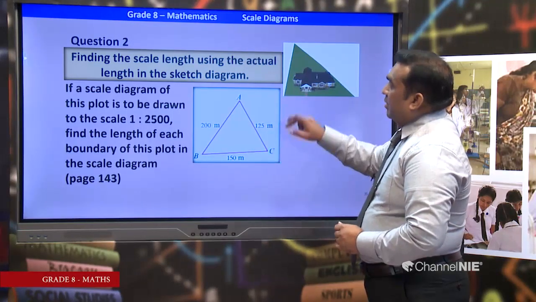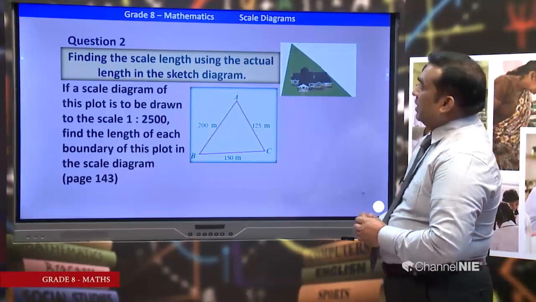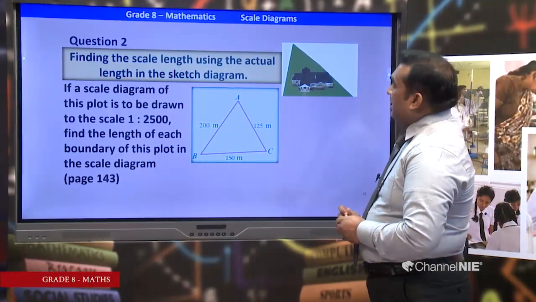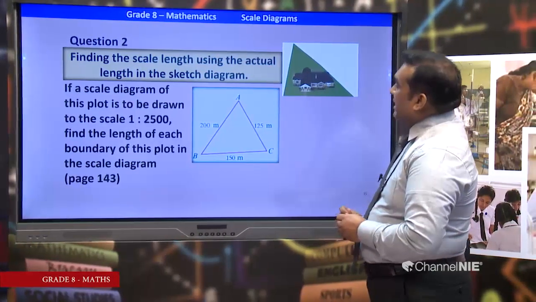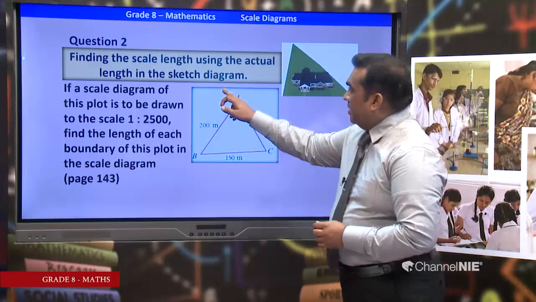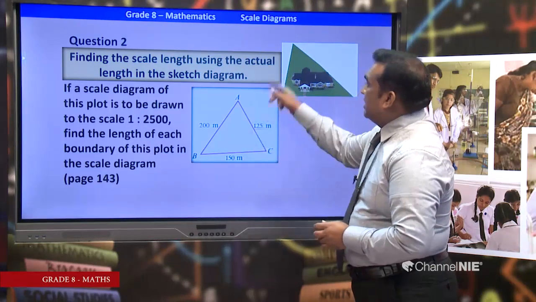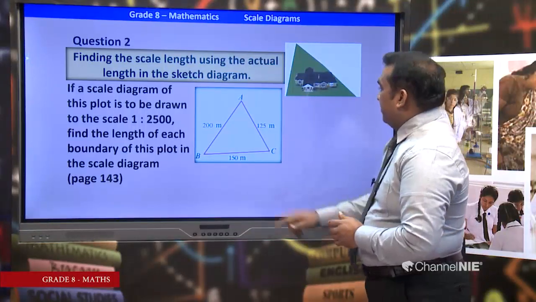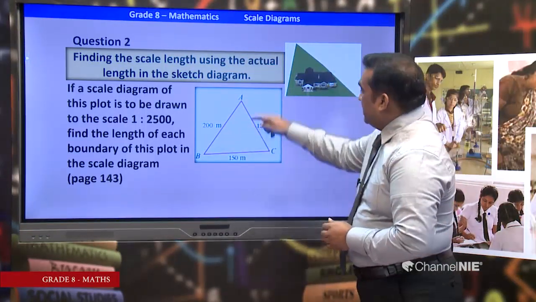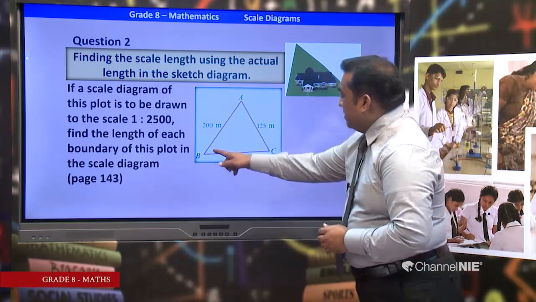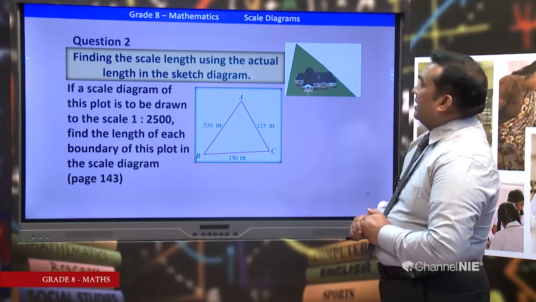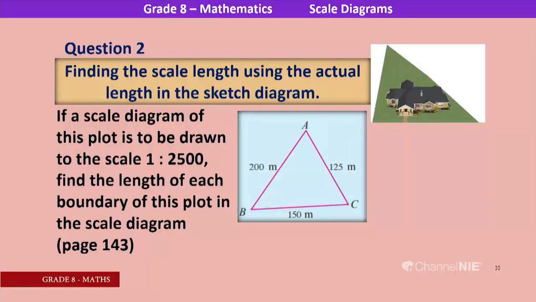Right. Question number 2. Find the scale length using the actual length in the sketch diagram. Now, find the scale length using the actual length in the scale diagram. Actual length 200 meters, 125 meters, 150 meters. We want to find out scale length. If a scale diagram of this plot is to be drawn to the scale 1:2500, find the length of each boundary of this plot in the scale diagram.